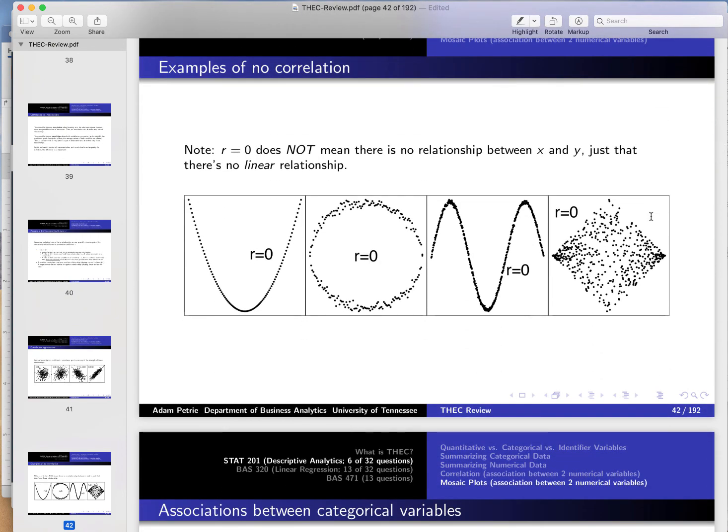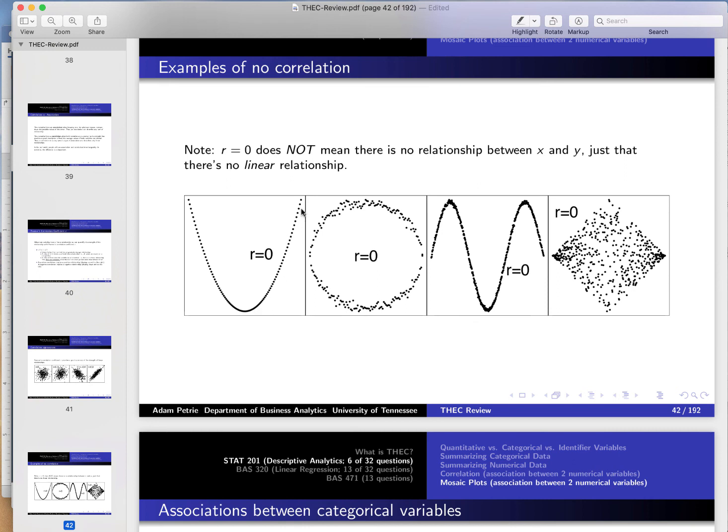So the key note is, because correlation is a value reserved only for linear relationships, we always want to be careful not to overinterpret the value of the correlation for just any two random numerical quantities. It's very possible to have a strong relationship between x and y, two numerical quantities, but have a correlation of 0 when the relationship is just simply not linear.